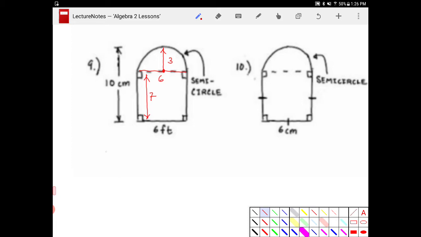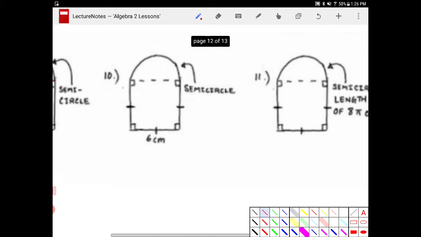So what is the area of this composite figure? Well, the area of the semicircle is pi times 3 squared divided by 2, plus 6 times 7. So the area is going to be equal to 9 pi over 2 plus 42 feet squared. All right.